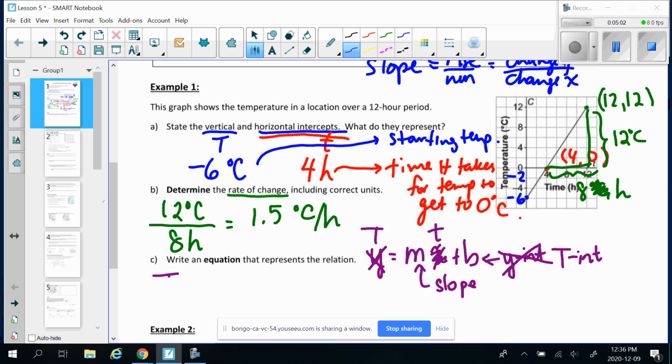So big T is equal to our slope, which we found here, 1.5 little t. And then we need our T-intercept. Let's think back. Did we find it? We did, right here. There's our T-intercept, negative 6 degrees Celsius, minus 6. In the equation, I don't expect you to put the units, but if it asks for a rate of change, units are required. If it asks for the vertical or horizontal intercept, units are required.